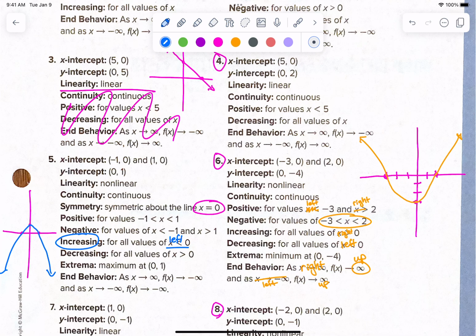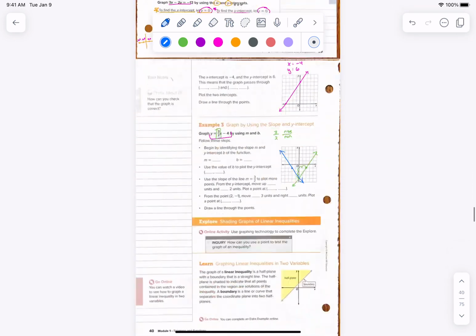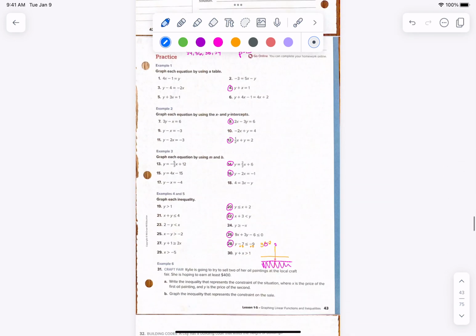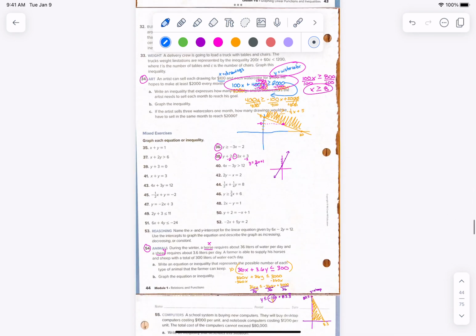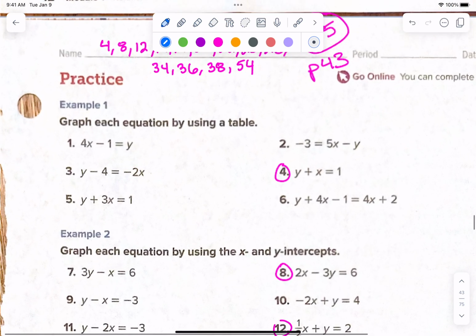What else do you guys want? Graphing linear. Should we do some more graphing inequality stuff? No. Like what we did the last time? I just want to be done. We got 5 more minutes left. I know, I just want to take care of it. Let's do.